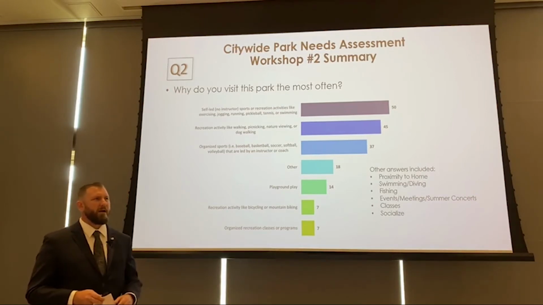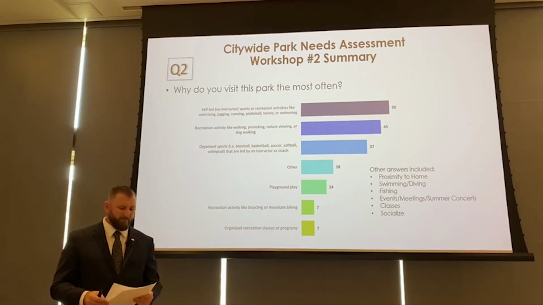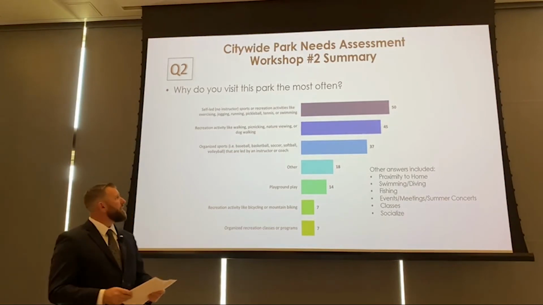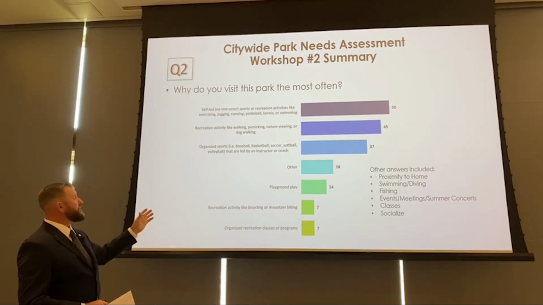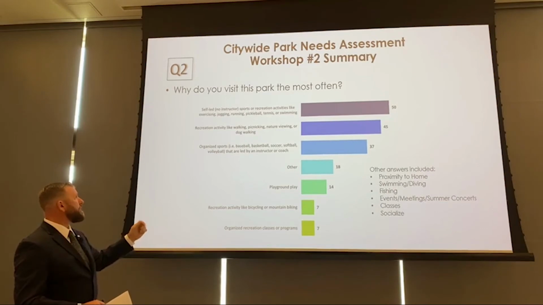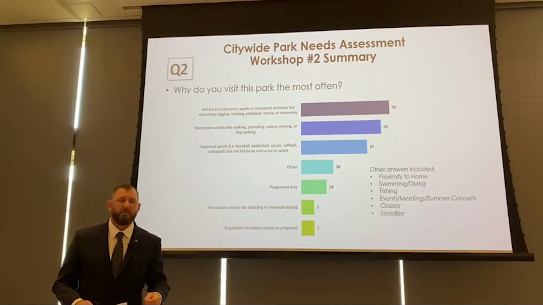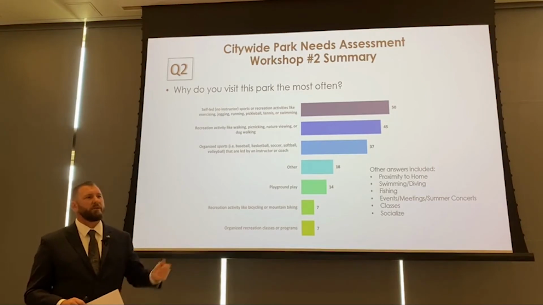That first one there at the top was self-led programs, including sports or recreation activities like exercising, jogging, running, pickleball, tennis, or swimming. And then the second one was active recreation like walking, picnic, nature viewing, or dog walking. Both very strong participants out into the community.